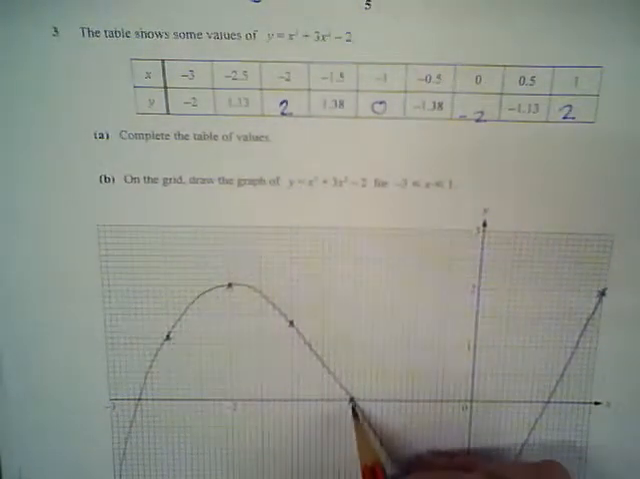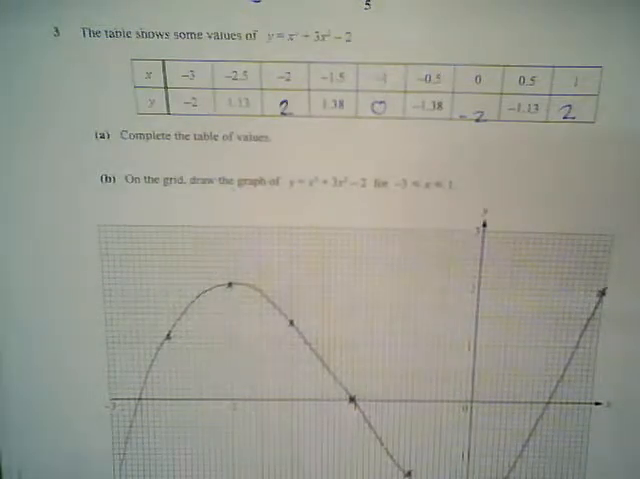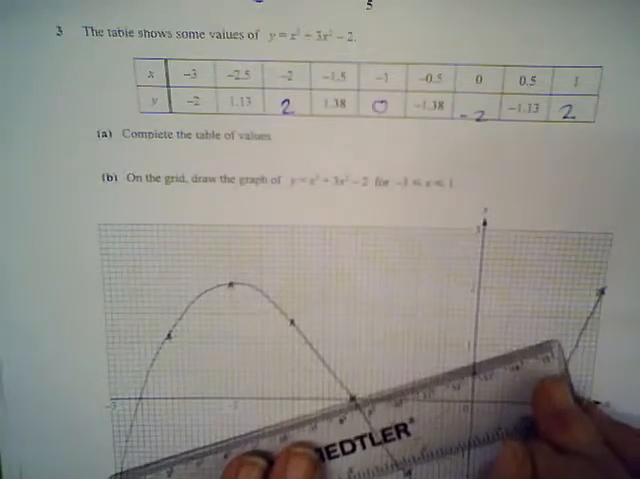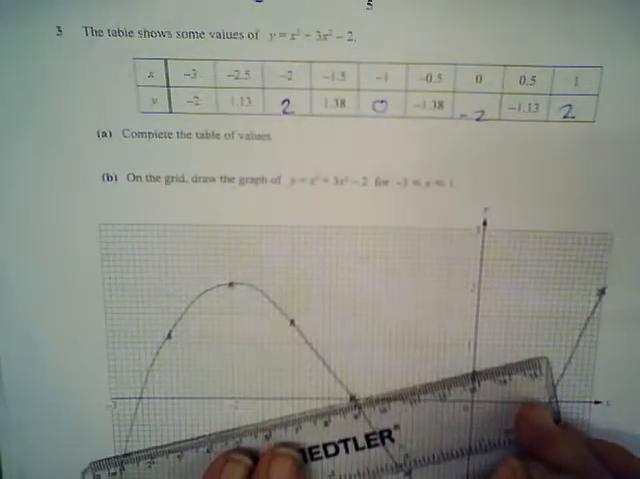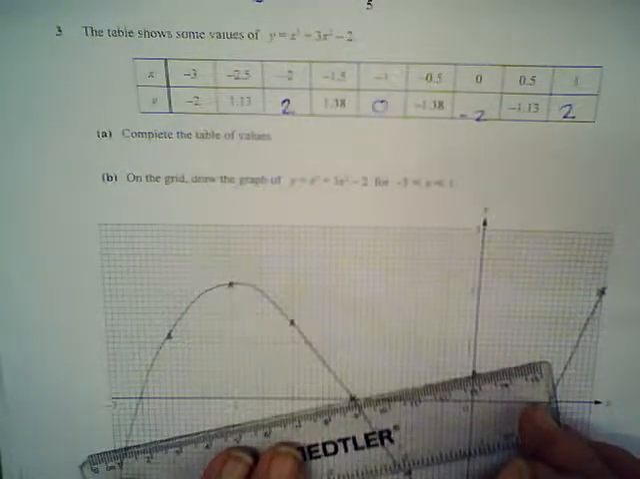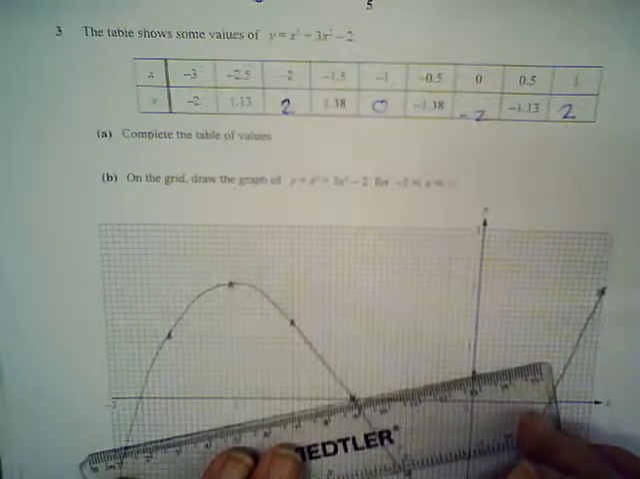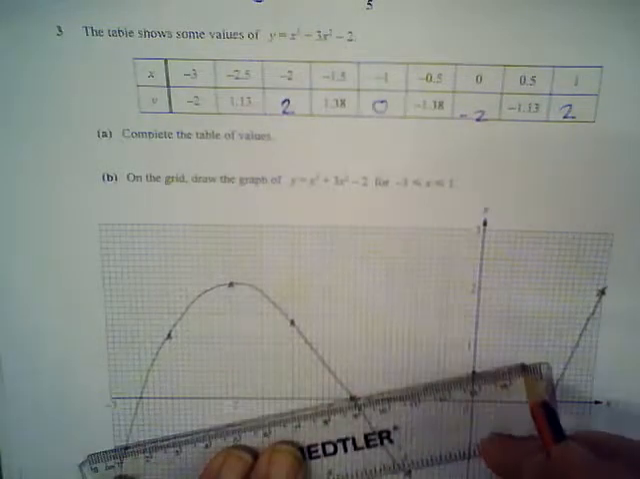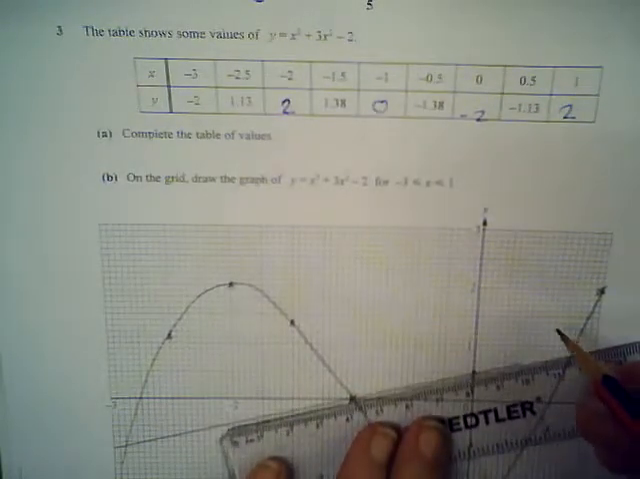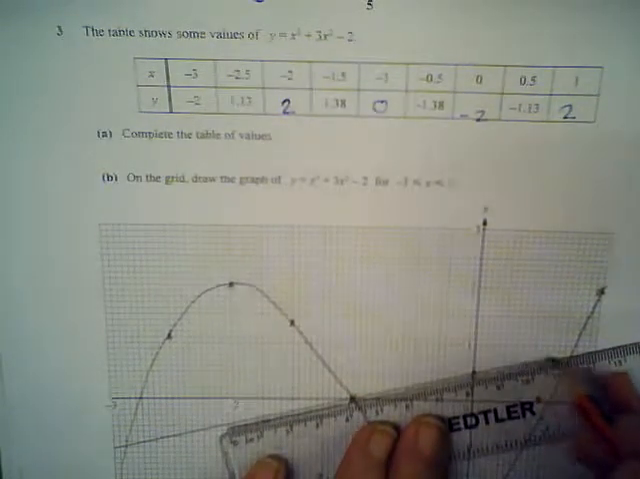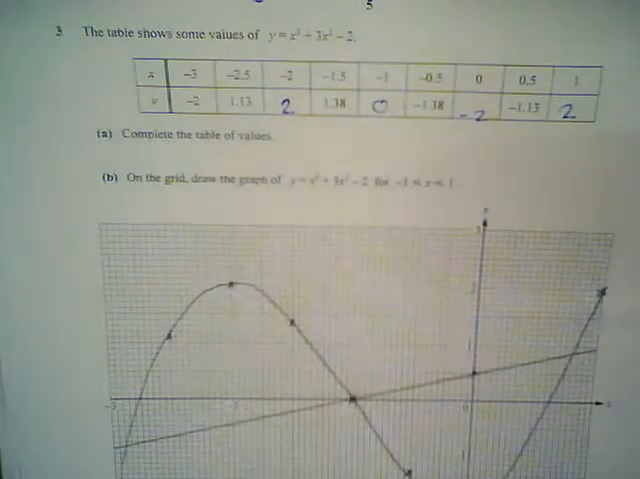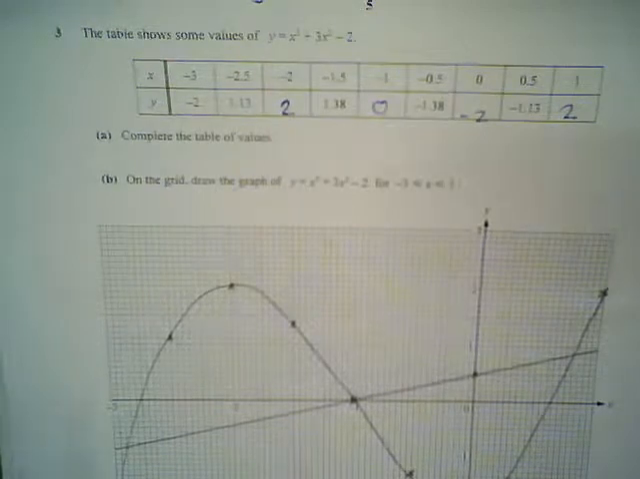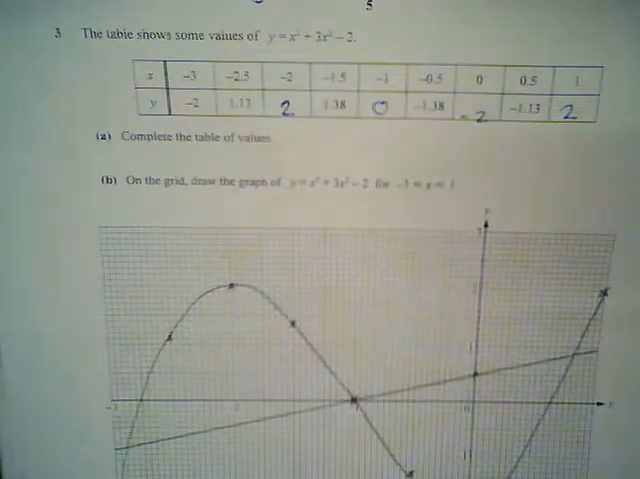So -1 is there and a half, and that would be the line passing through those 2 points. Let me quickly draw it as neat as I can. Okay, remember that on grids and on your sketches, use your pencil only. Don't use a pen. If you make an error, you can always correct it.